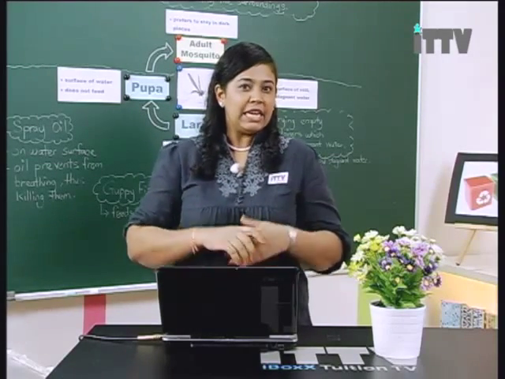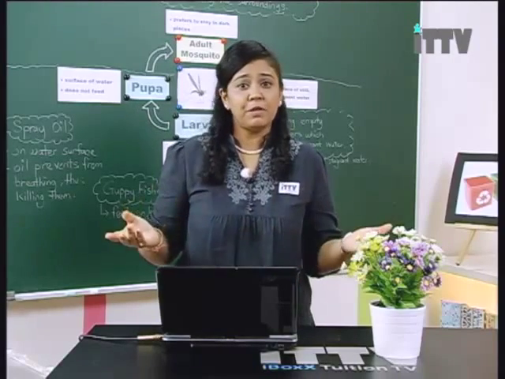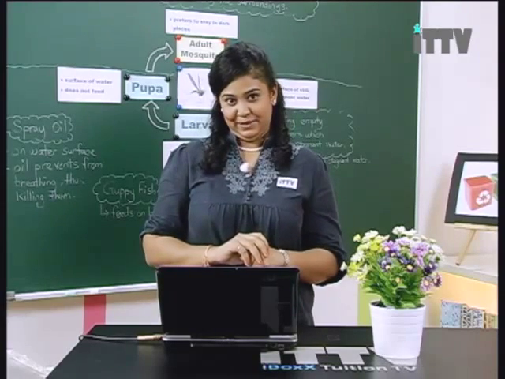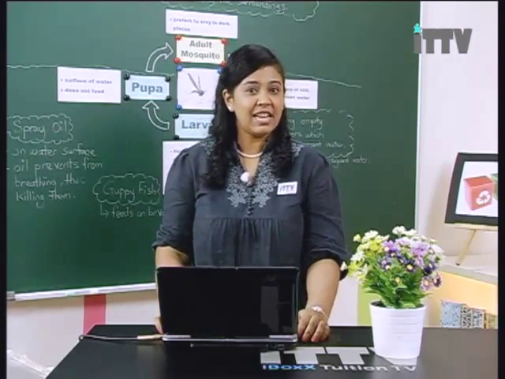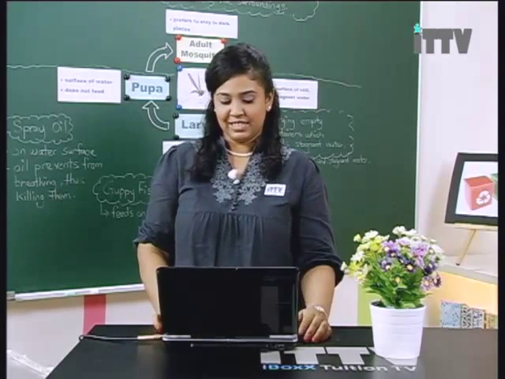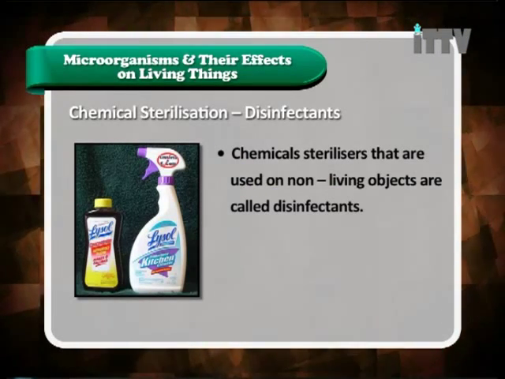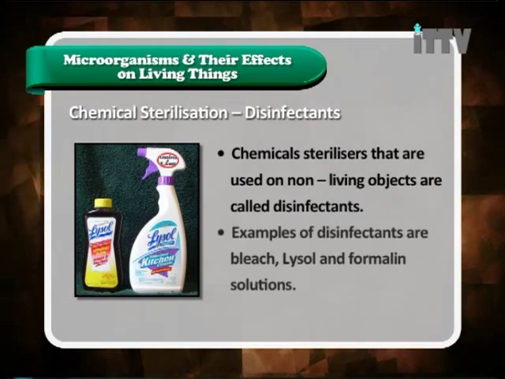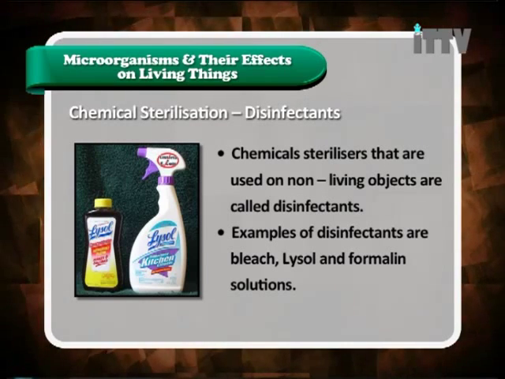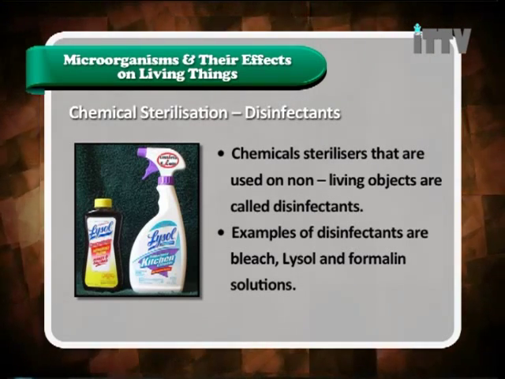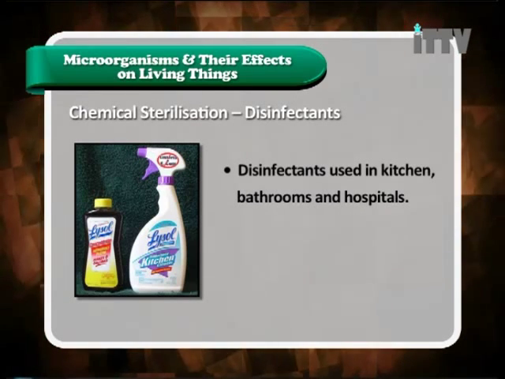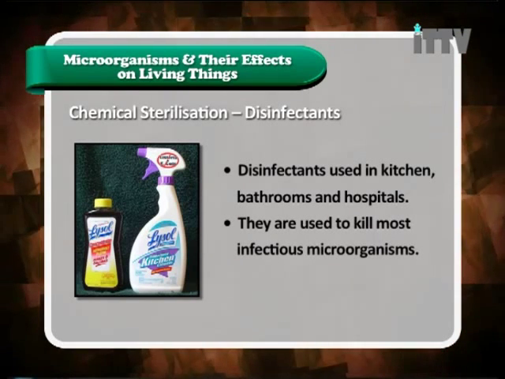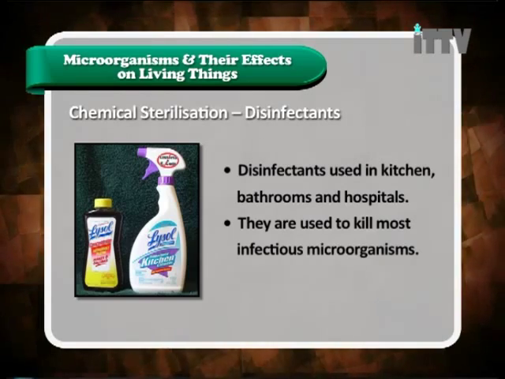But how about cleaning our house, hospitals, toilets? There we use disinfectants. So let's see the other slide to understand what is the purpose of disinfectants. Chemicals sterilizers that are used on non-living objects are called disinfectants. Examples of disinfectants are bleach, Lysol, and formalin solution. Disinfectants are used in kitchen, bathrooms, and hospitals. They are used to kill most infectious microorganisms.